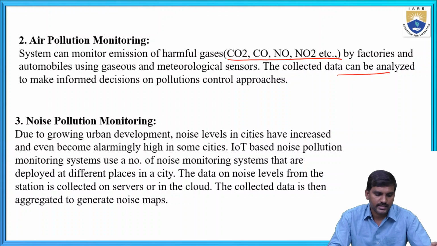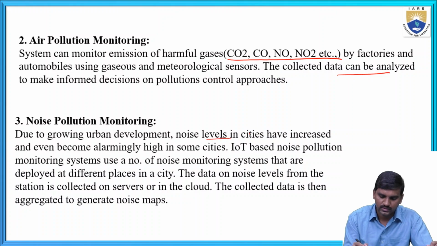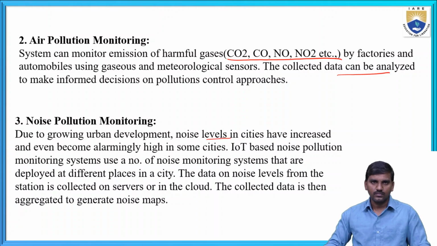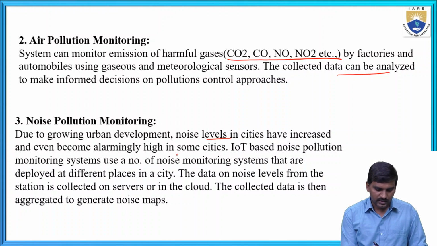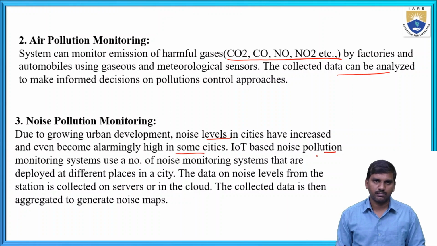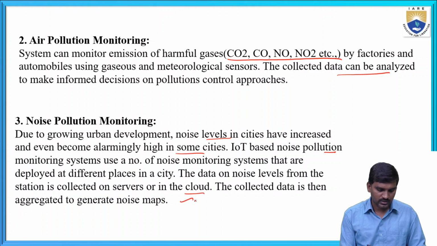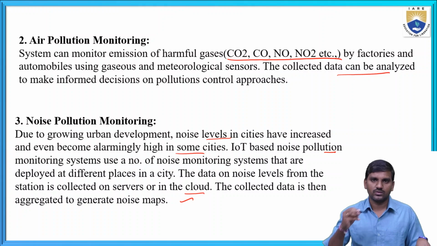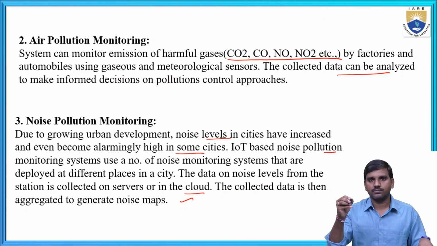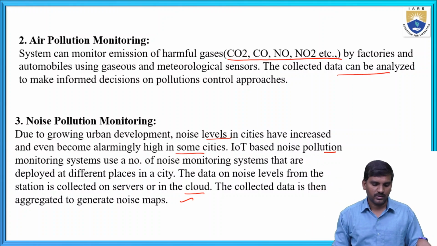Noise pollution monitoring also. Due to growing urban development, noise levels in cities have increased and even become alarmingly high in some cities. An IoT based noise pollution monitoring system uses a number of noise monitoring stations deployed at different places in a city. The noise level data from each station is collected on servers in the cloud. The collected data is integrated and noise maps are generated. At a particular point in time, you can see the noise level in dB and maintain one map for the noise pollution monitoring system.